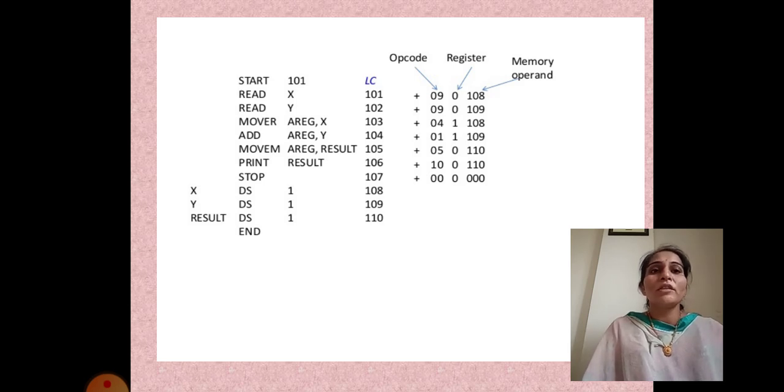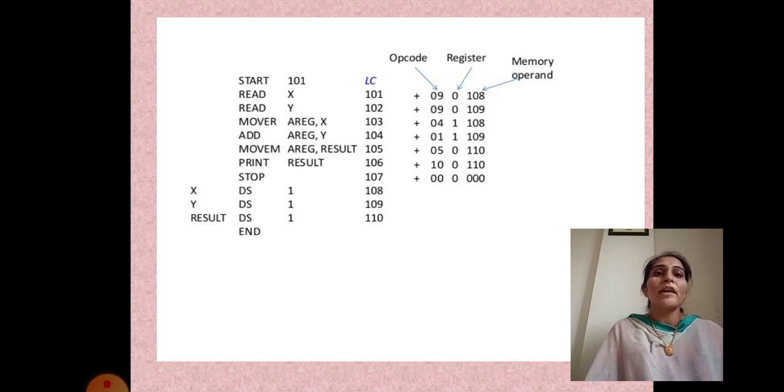See again, those instructions which I have told you, assembler directives, are not converted into machine code, and DS and DC statements can be converted into machine code. In what way, I will tell you.